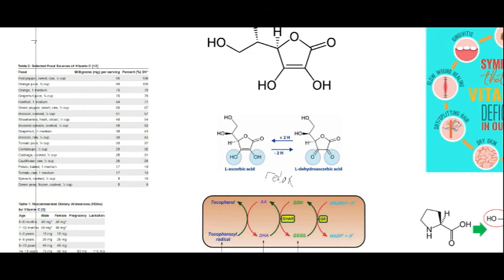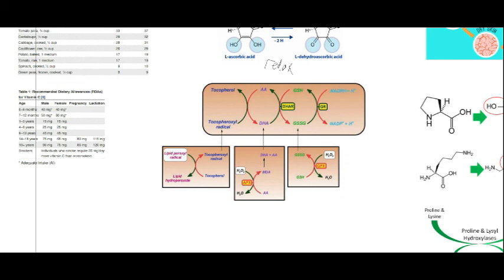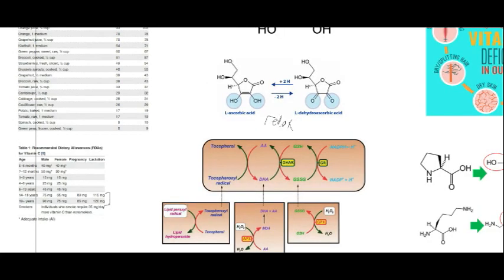Sources over here, so things like red pepper, orange juice, oranges, grapefruit, kiwi fruit, green pepper, broccoli. Those fruits and vegetables are all high in vitamin C. And for our RDA in the 14 plus years of age, and once again, if you're interested in looking into these in more detail, links are in the description down below, it's 75 to 90 milligrams, depending on whether you're male or female.